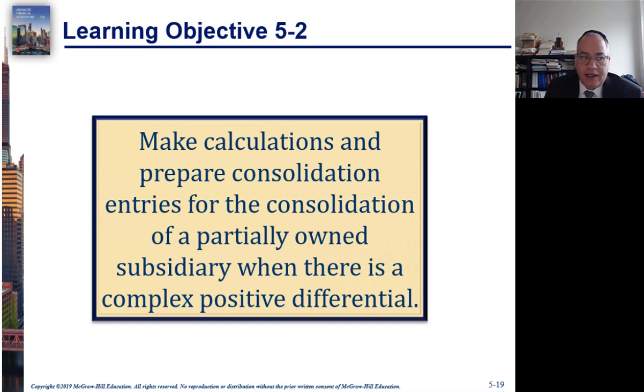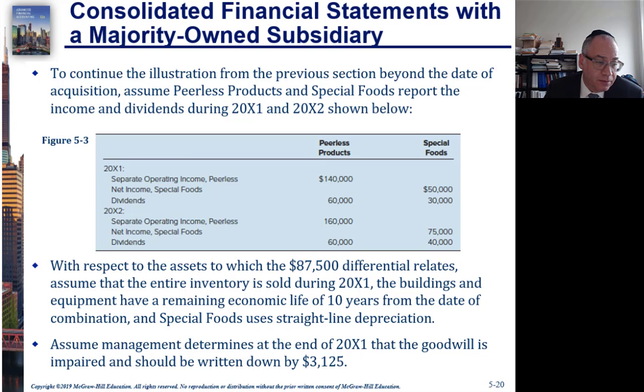Learning Objective 5-2: make calculations and prepare consolidations for the consolidation of a partially owned subsidiary where there is complex positive differential. So we're going to continue with the same example. And here we have income for 2021 and 2022 for Peerless Products and for Special Foods. And we should note that we write up the entire company even though Peerless is only buying 80% of it.